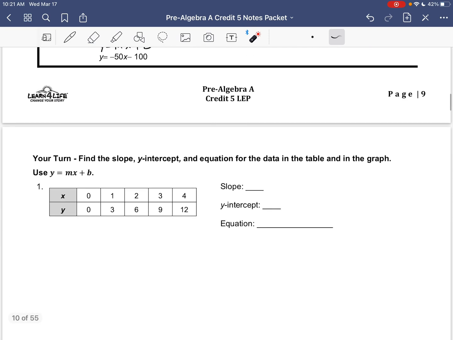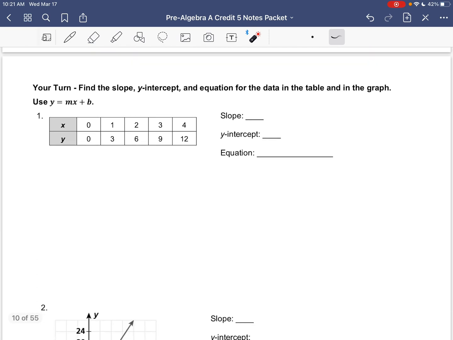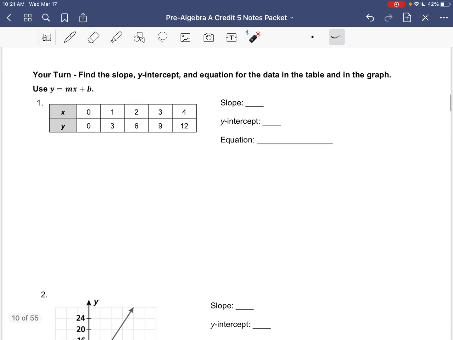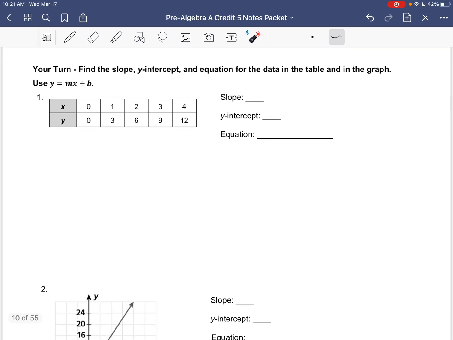So we're going to look at an example using a table. Now, a table contains points that we can graph. But one thing about a table is when x is 0, that will give us our y-intercept. So if I look at the first point, 0, 0, this tells me that the y-intercept is 0, or b equals 0.